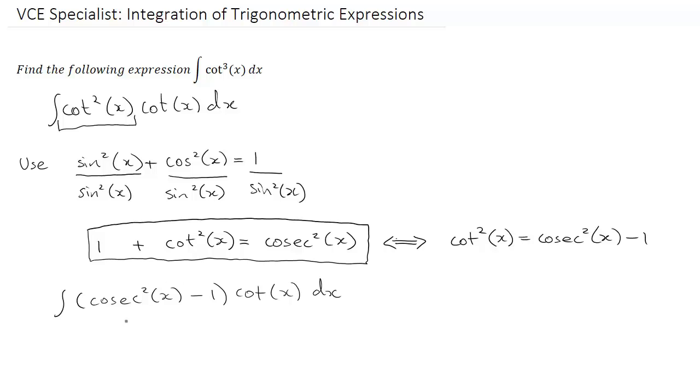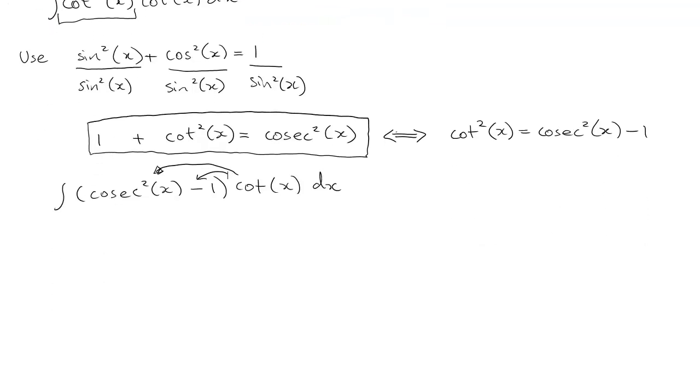Okay, it looks as though we've made things a lot more complicated. For now, I would like to expand that cot inwards into the bracket, and therefore have an even more complex equation. It will get better though. I'll show you in a moment what to do. We get the expression cosec squared x times cot x minus cot x dx.